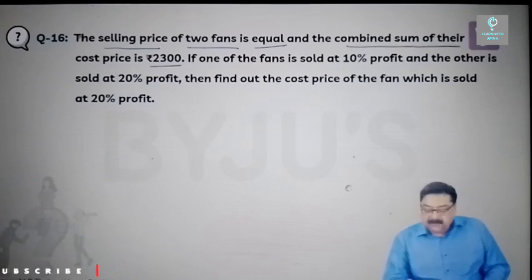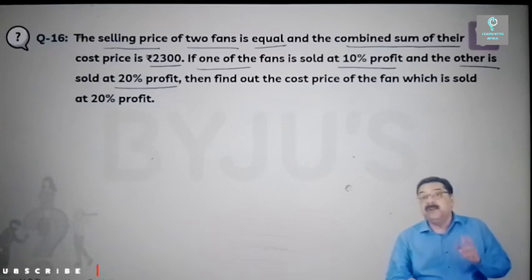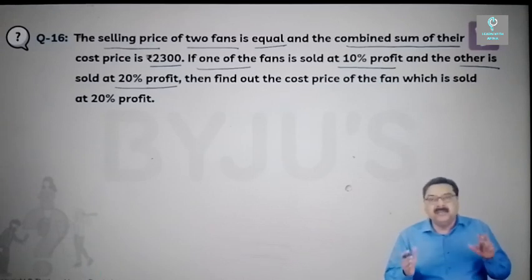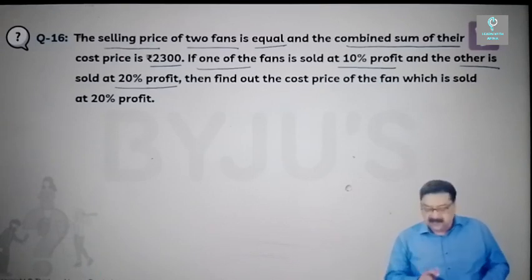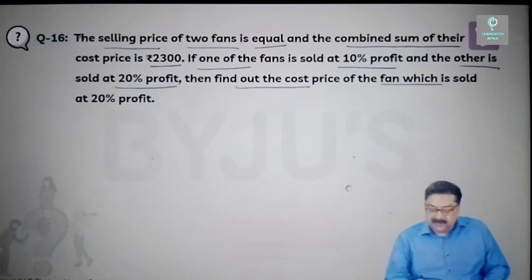The selling price of two fans is equal and the combined sum of their cost price is rupees 2300. If one of the fans is sold at 10% profit and the other is sold at 20% profit, both are sold at profit and both profit values are different. One is 10%, the other is 20%. Then find out the cost price of the fan which is sold at 20% profit.